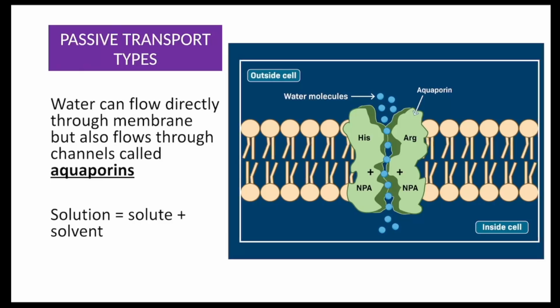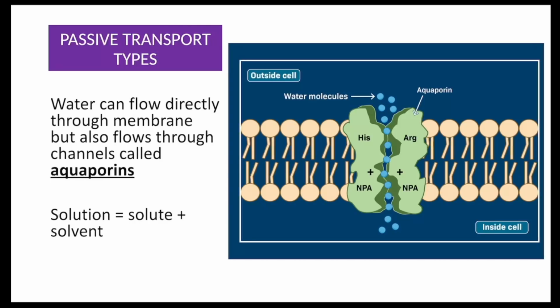So again, water can flow directly through the membrane, but it flows best through these channels called aquaporins. Still passive transport, but it's being facilitated by this transport protein, or this protein channel called an aquaporin.